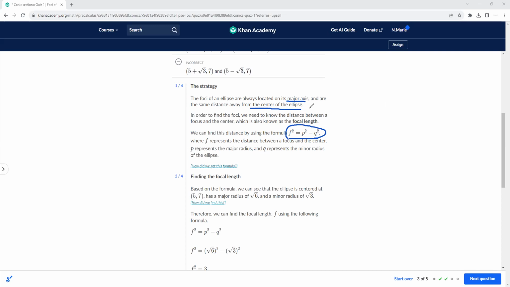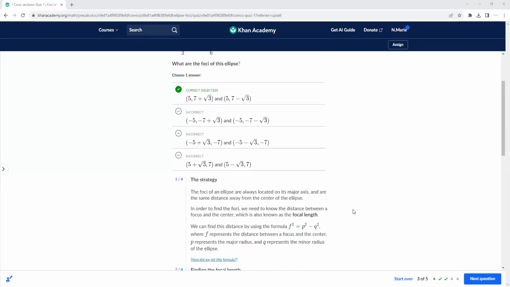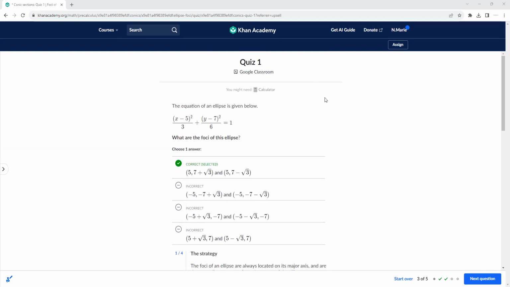And so you're going to do your bigger number squared minus your smaller number squared, which is what they did. So f squared equals the square root of 6 squared minus the square root of 3 squared, which is just going to get you 6 minus 3, which is the square root of 3. Therefore, each focus is square root of 3 units away from the center of the ellipse.